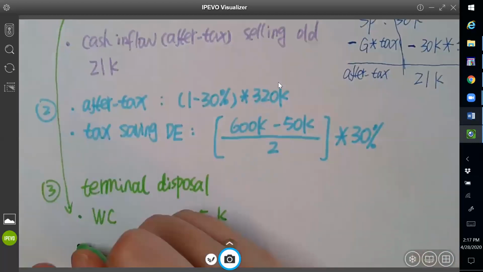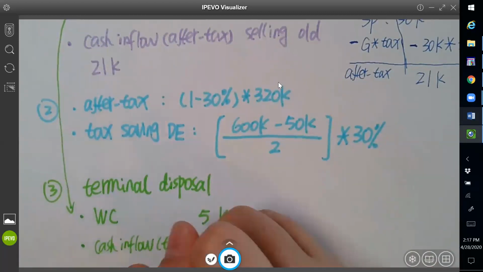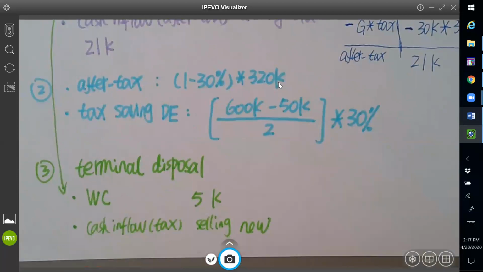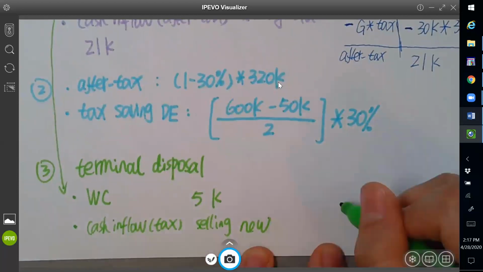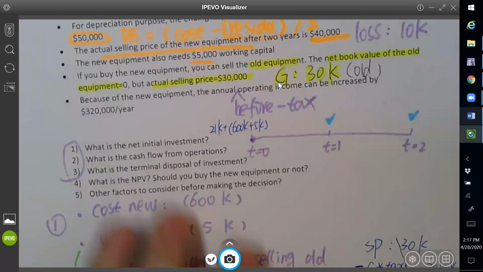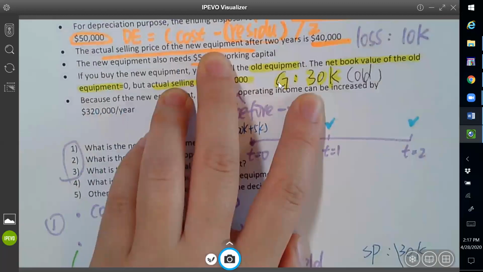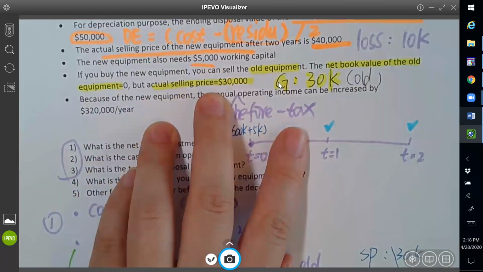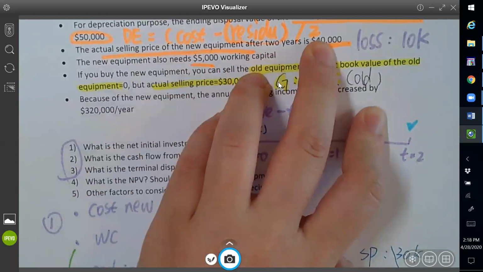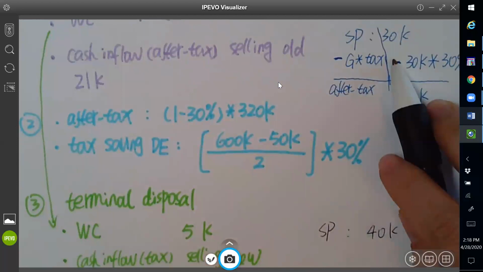The second part, remember at the beginning it was the cash inflow from selling the old. Now it is the cash inflow from selling the new equipment. We also adjust for the tax effect, after tax from selling the new equipment. How do we do this? We always start from the selling price. We said the new equipment's actual selling price. Now we look at the new equipment. Hey, don't look at the old equipment. We look at the new equipment. The selling price of the new equipment after 2 years is 40,000. So we start with the selling price of 40,000. That 30,000 is the old one. Don't mix those things together.